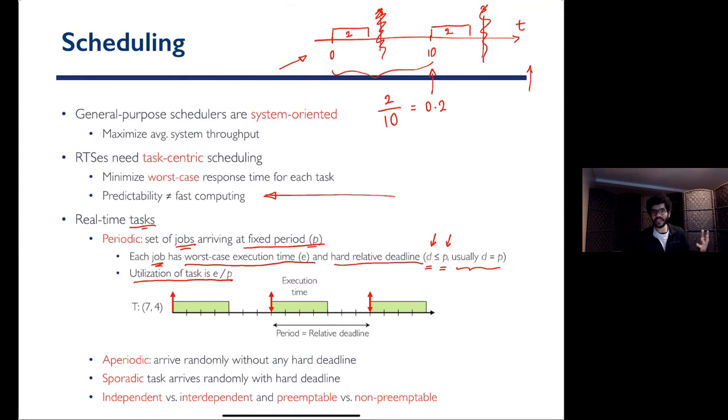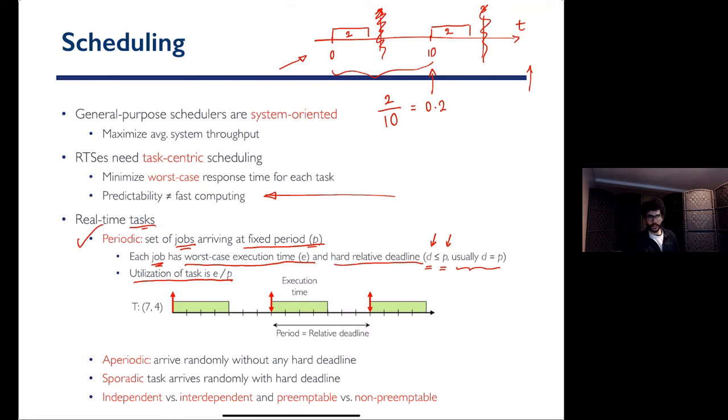So if you have a task with utilization 1, it means that this task requires a single CPU all the time, and it's going to utilize the CPU 100% of the time. So that's that. So this is periodic tasks.